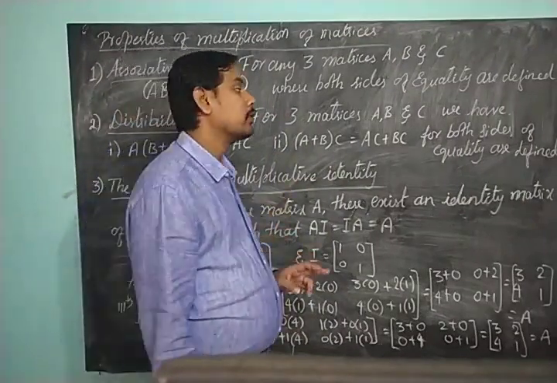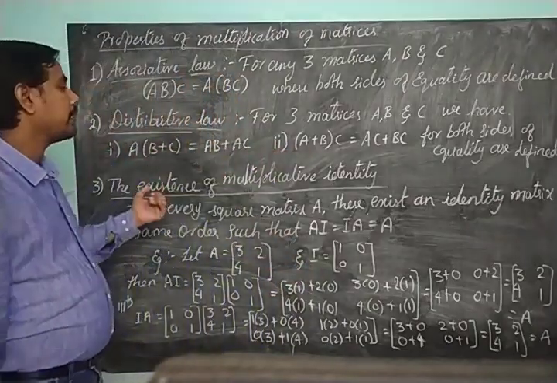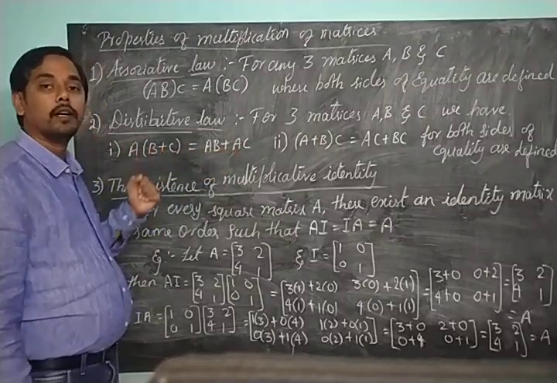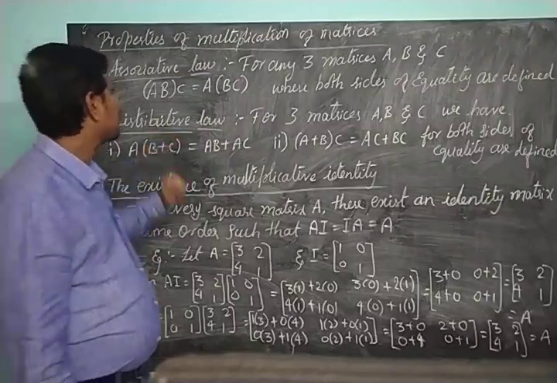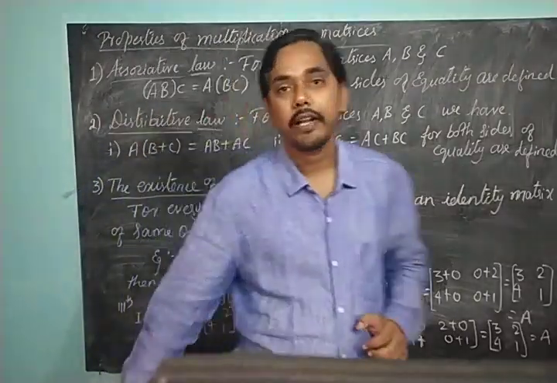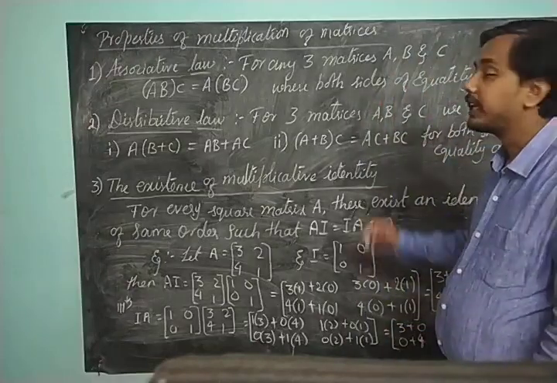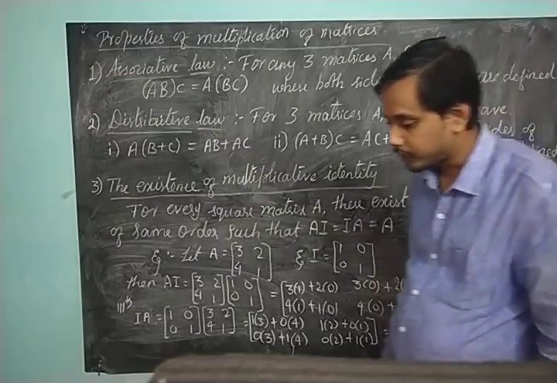Right? So once again same meaning here. Both sides of equality should be defined in the sense that the orders should be in such a way that they are eligible for matrix multiplication. Fine. So these were the two properties, associative law and distributive law. Now coming to the third one, existence of multiplicative identity.